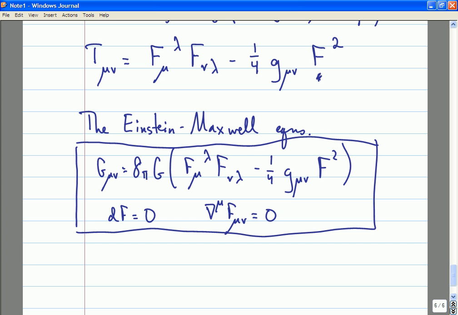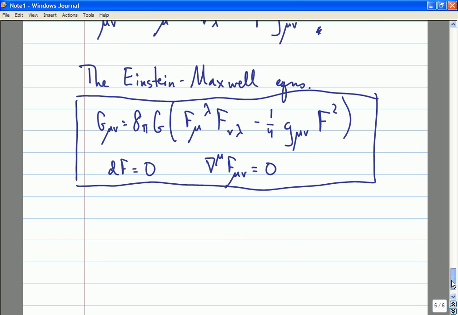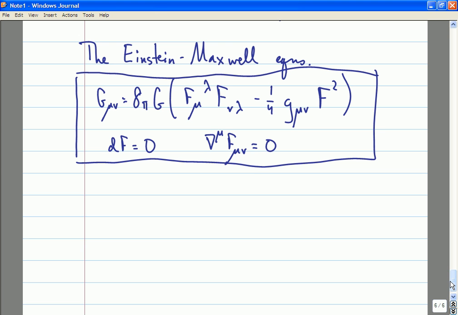These are a very complicated set of highly coupled differential equations. The electromagnetic potentials appear in the metric equation. The metric appears in the equations of electromagnetism. So they are very difficult equations to solve. But I would like to emphasize to you that gravity and electromagnetism are the only 2 long-range forces in nature.